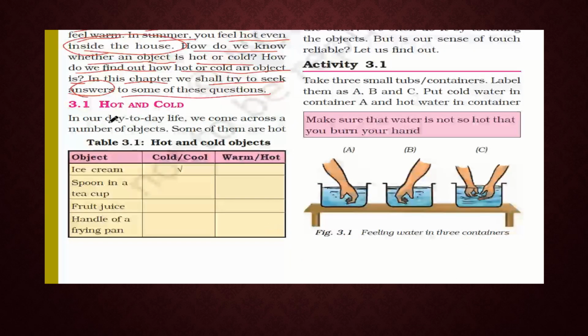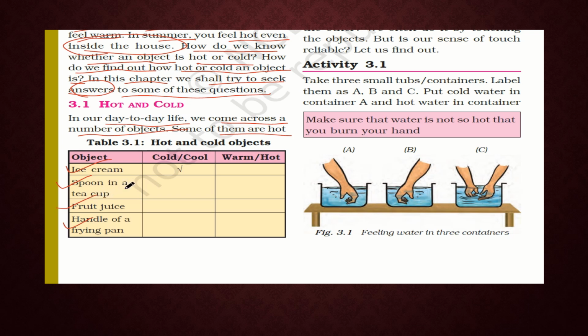So in our day-to-day life, we all know that we come across a number of objects. Some of them are hot and some of them are cold. So here is a table given of hot and cold objects. You should just go through them and write which one is hot and which one is cold. Now first one is ice cream. Second one is a spoon in a teacup. Then is the fruit juice, then is the handle of a frying pan. So you just mention which one is hot and which one is cold, and you all know this, right?